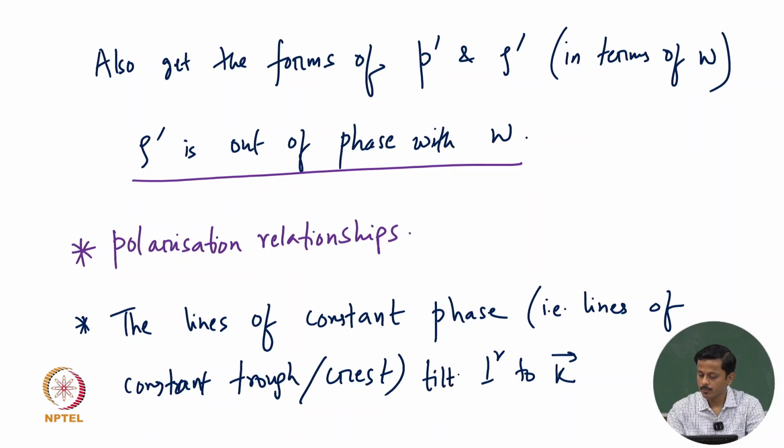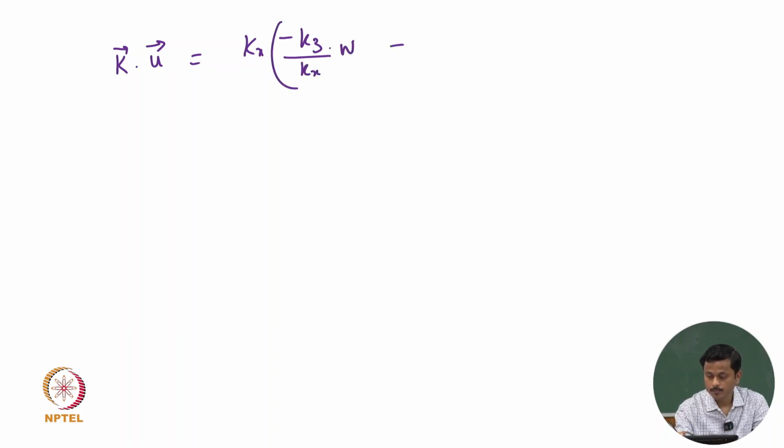The lines of constant phase tilt perpendicularly to the wave number vector. Okay. So why is that so? We can do this. Just calculate k dot u. So we have kx minus kz by kx w plus kz w, which is equal to 0.